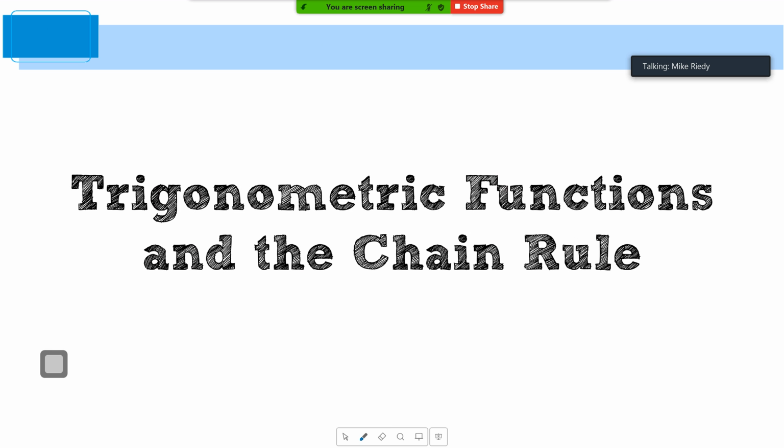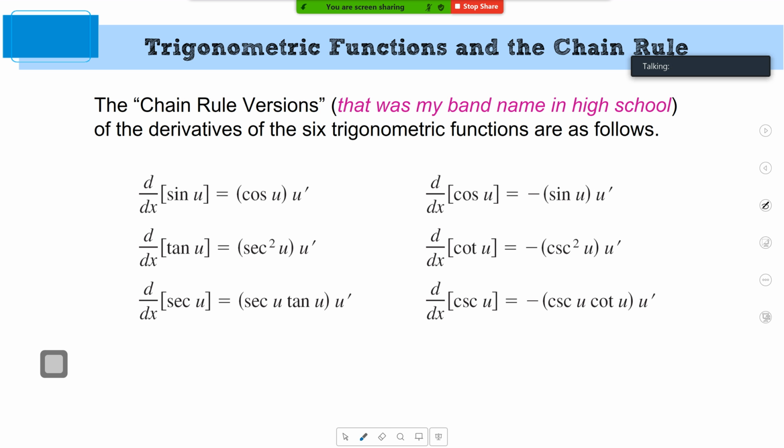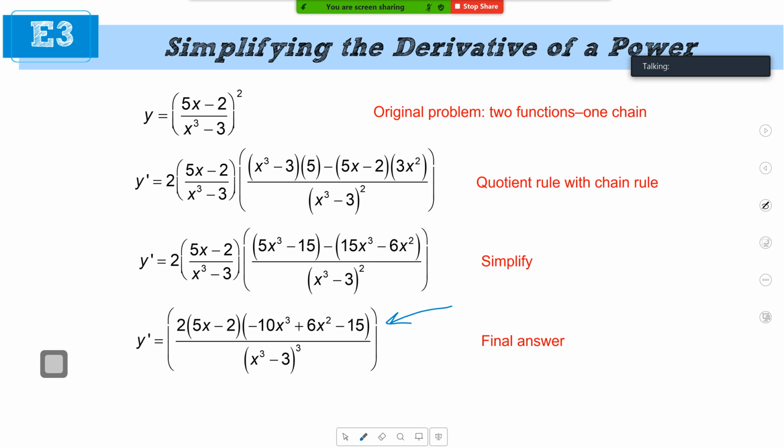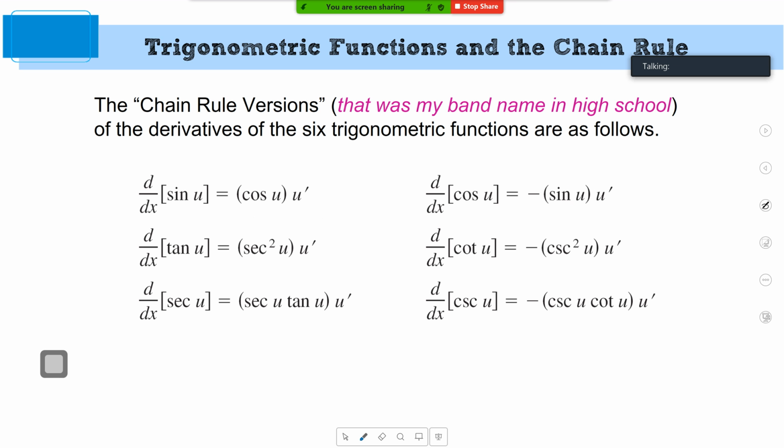Let's suppose u was x squared. Then you would take the derivative of the outside function, which is the sine, and you would chain on the derivative of x squared. And I got some examples to practice that.